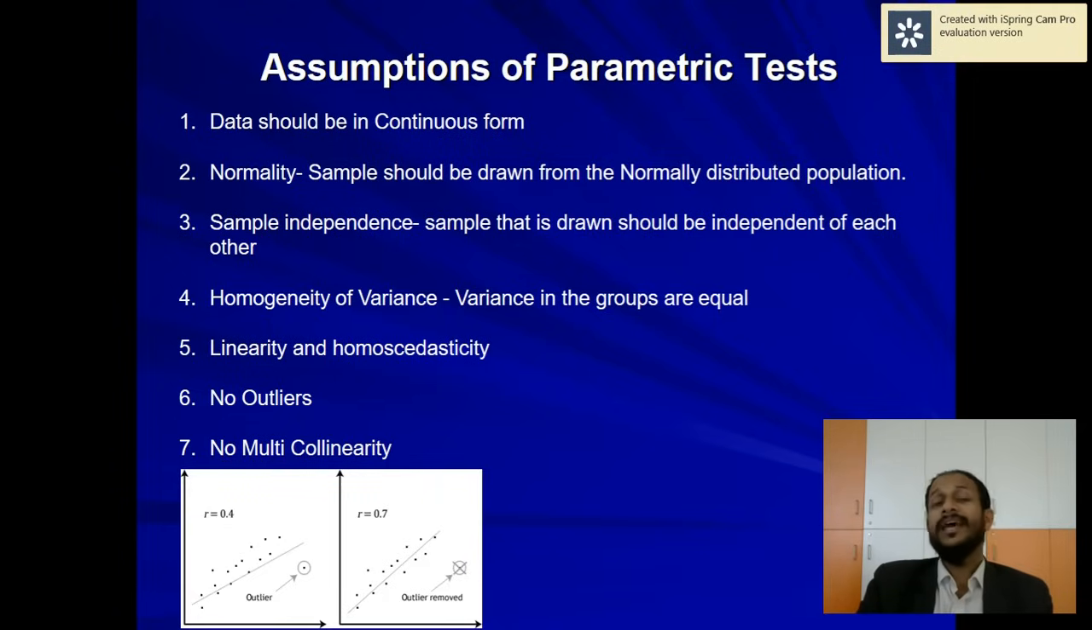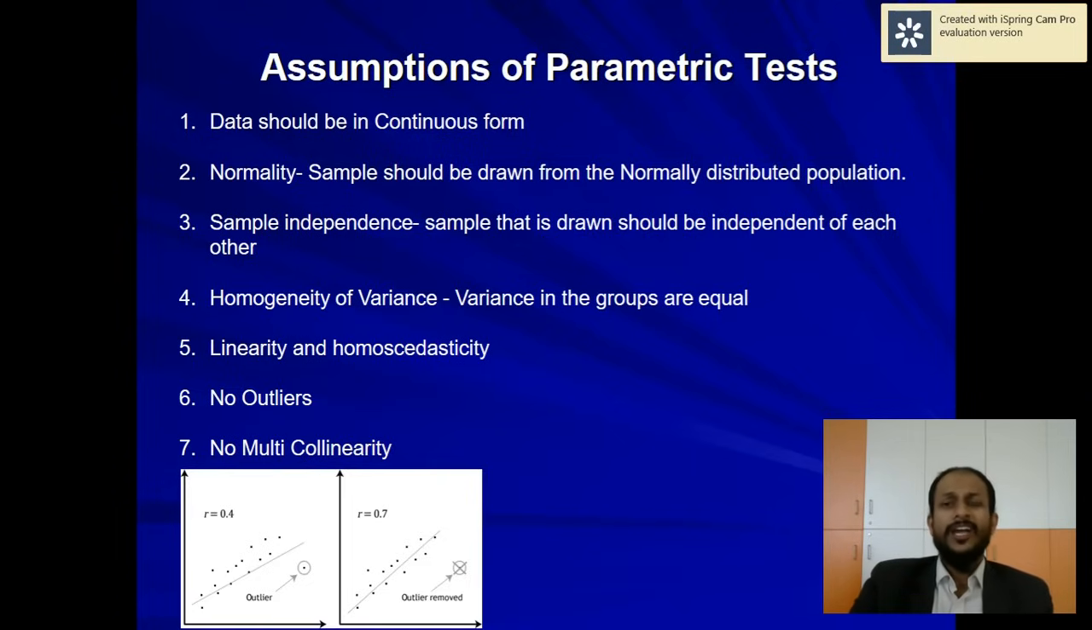Now, homoscedasticity and homogeneity of variance are almost of the same type. We use the term homogeneity of variance when it comes to ANOVA and the student t-test, and we use the term homoscedasticity when it comes to the regression part. Linearity is all about how the variables are linearly related. If I say height and weight are related to each other, linearity is all about to what extent height is related to weight in linear form.